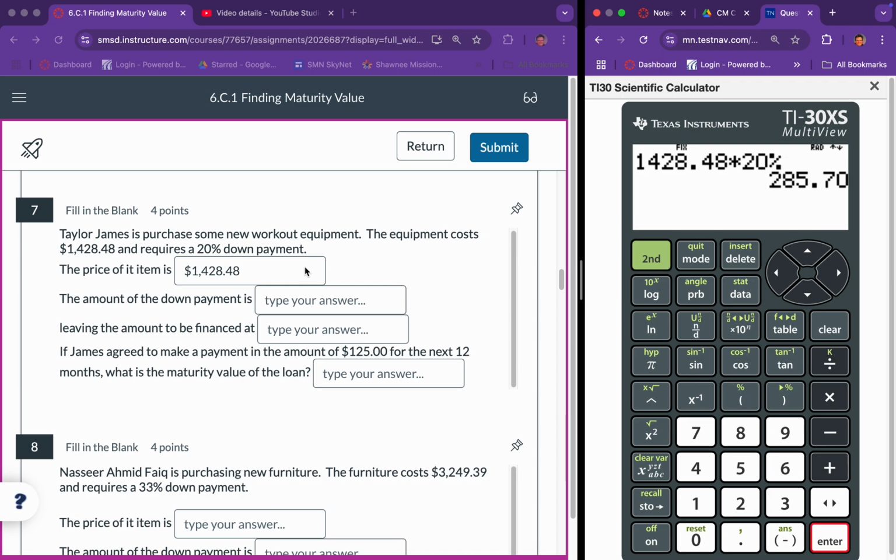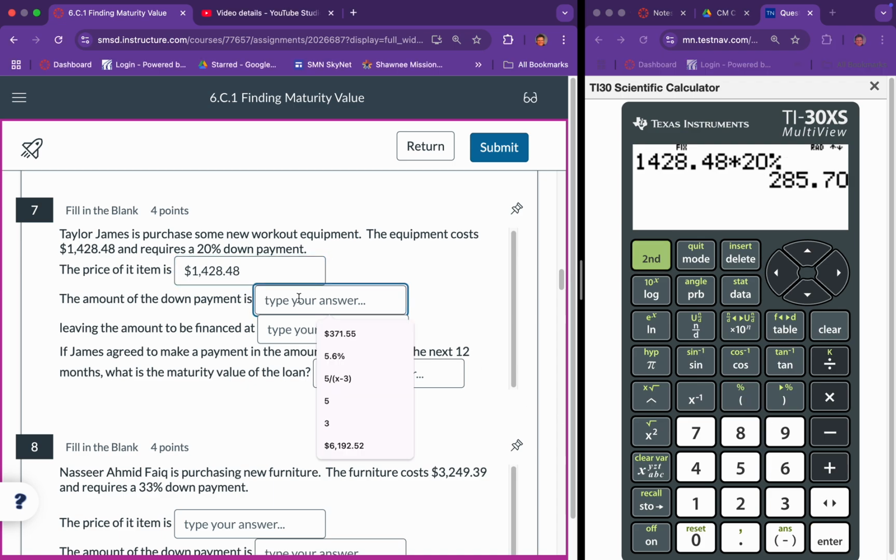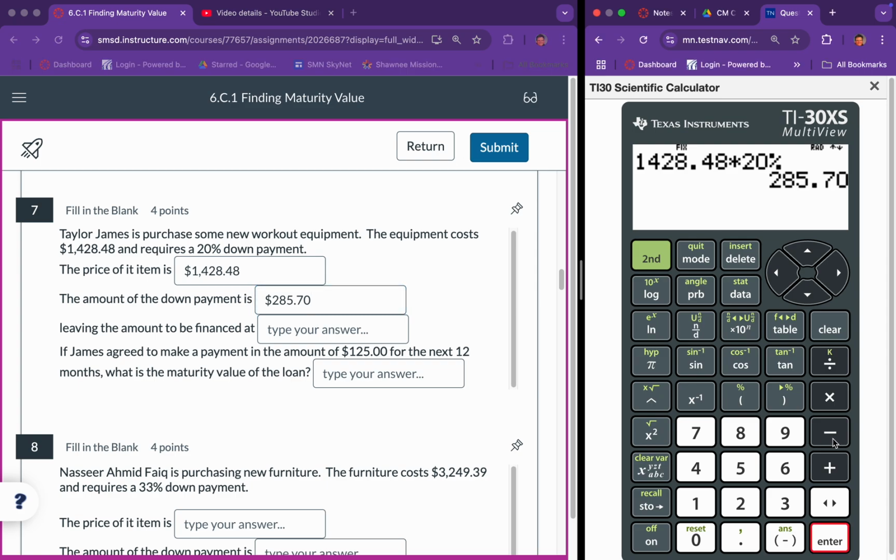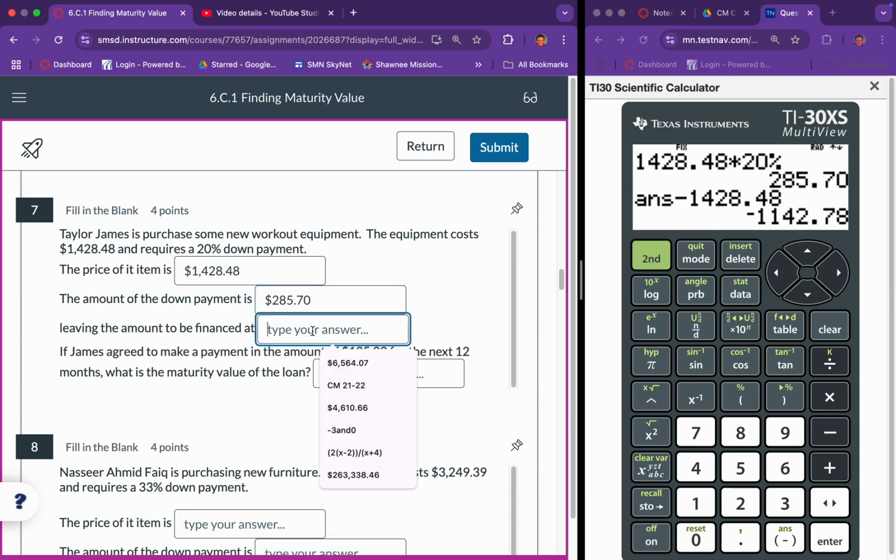So Taylor is going to have to pay, before he leaves the store, $285.70. And they're going to let him pay that, and they're going to let him set up financing. So he's going to set up financing for the balance. So we have to subtract $1,528.48. So he's going to have to borrow. He is $1,142 short. So he's going to have to borrow $1,142.78.